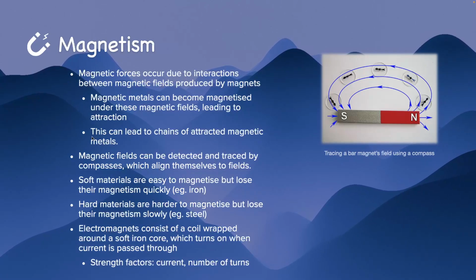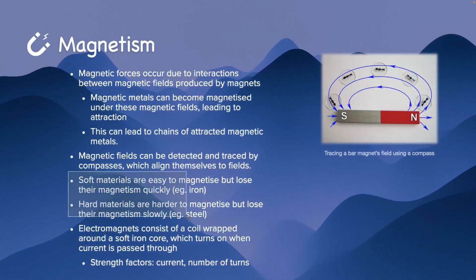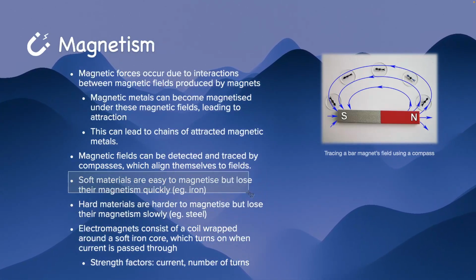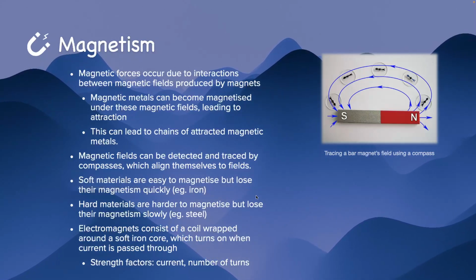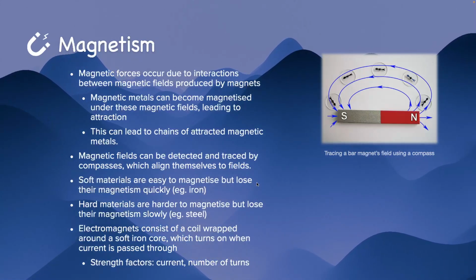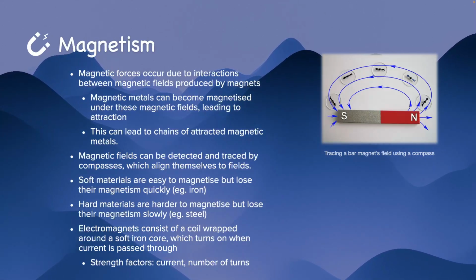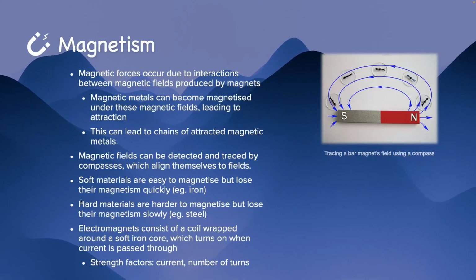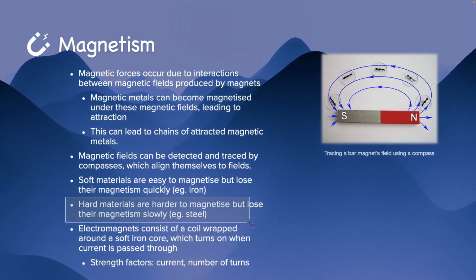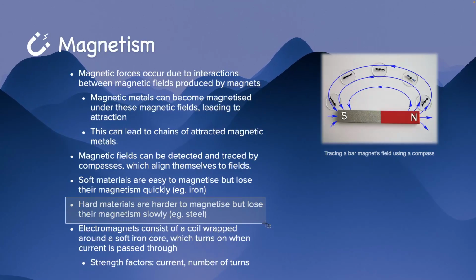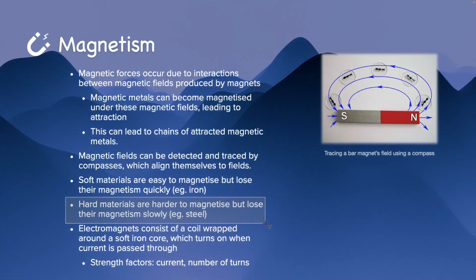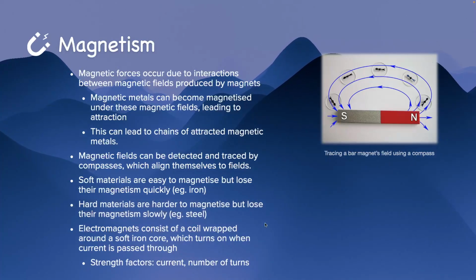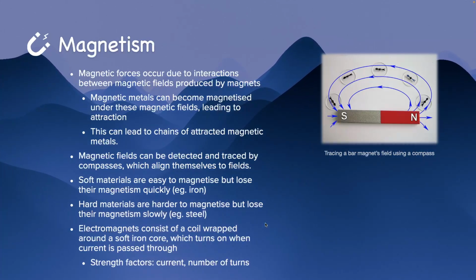There are two types of magnetic materials, which are soft and hard. Soft is, for example, iron, which is really easy to magnetize, but loses its magnetism really quickly. These are used in electromagnets and transformers and that stuff. Hard materials are much more difficult to magnetize, but they lose their magnetism much more slowly. Examples for these are hard steel and neodymium, which is one of the most efficient forms of magnetic metal.